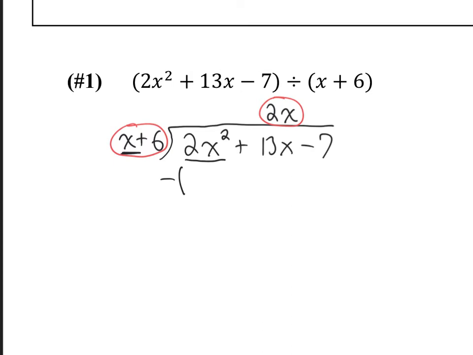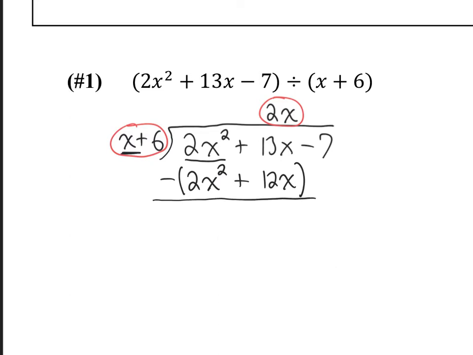So what is 2x times x? Well, that is 2x squared. And what is 2x times positive 6? Well, that is 12x, plus 12x. Then we close parentheses. After we're done multiplying by everything in the divisor, we close the parentheses. Now we're going to subtract.